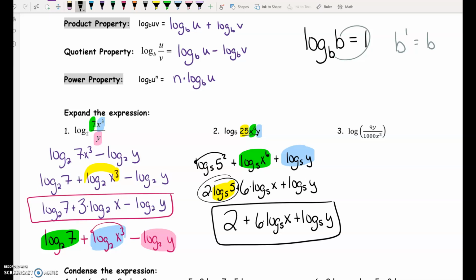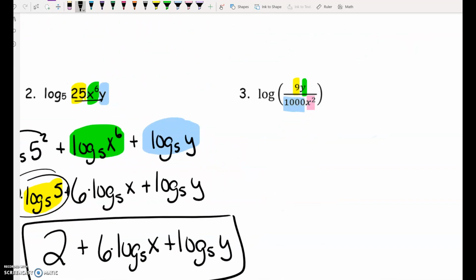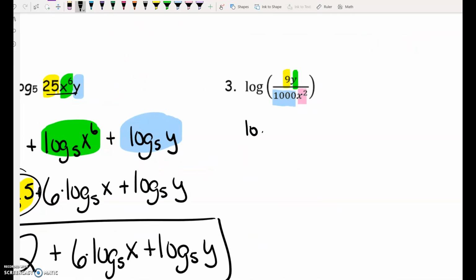Okay, let's try the shortcut with number 3. The parentheses are really just there to contain everything inside that log. So you've got the 9, you've got the y, you've got 1,000, and you've got x to the second. There are 4 things inside this log. So we're going to squeeze this in here. I'll just zoom this in so we have more room. We have log of 9, log of y, log of 1,000, and log of x squared.